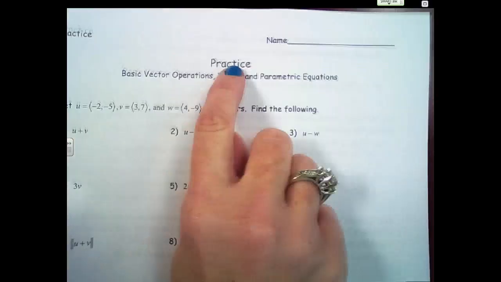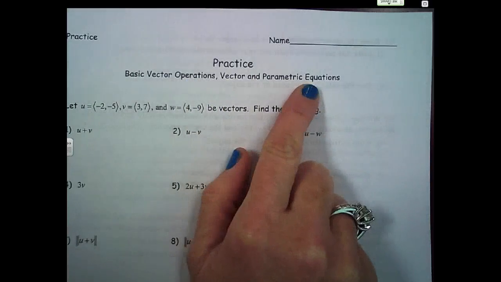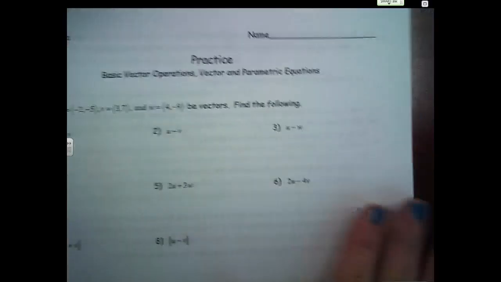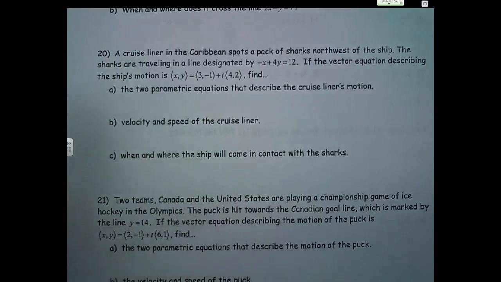Okay guys, so look in your packet, the one that says practice basic vector operations, vector and parametric equations, and we're going to do pieces and parts of this together. You have a quiz tomorrow, so paying attention today will really pay off. So let's turn to problem 20. That's the one I want to talk about together with you. I just want to be sure that you can do what we did yesterday.